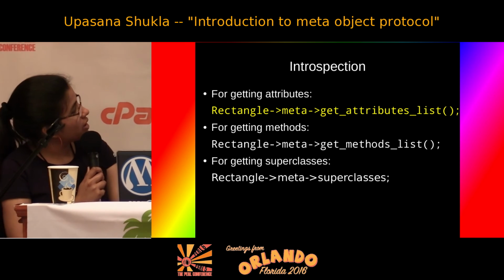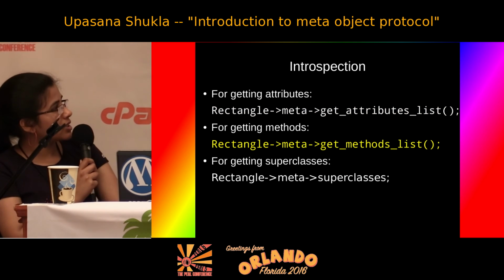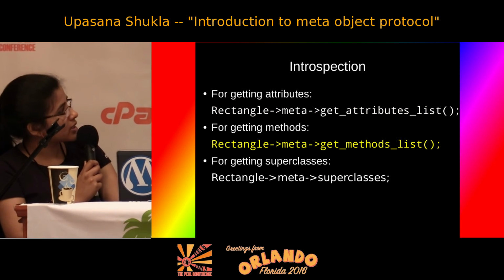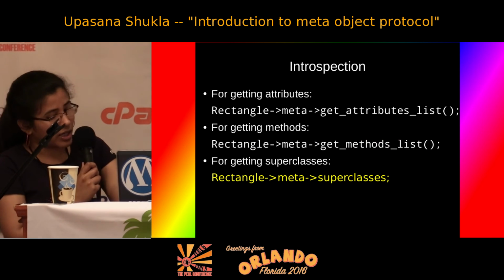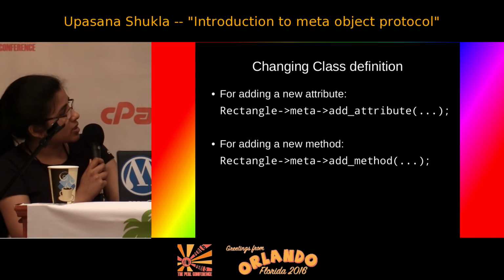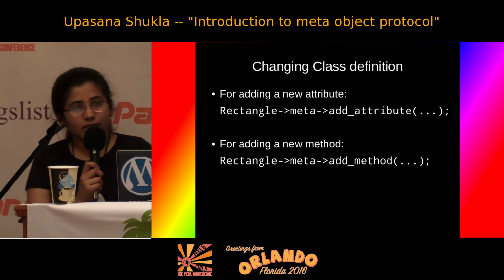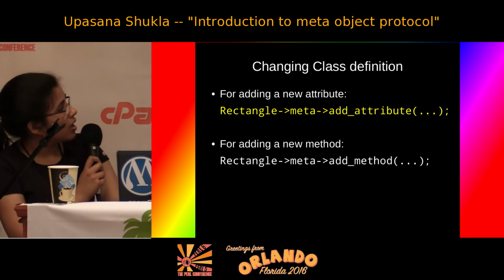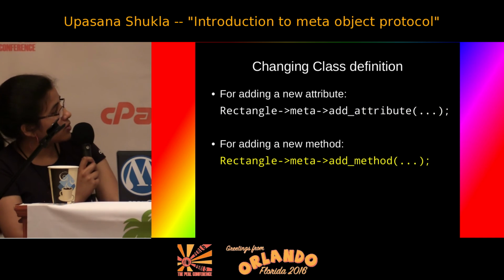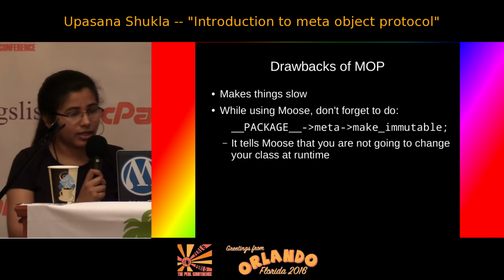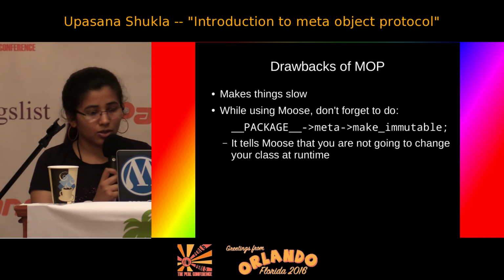So in Moose, you can use get_attribute_list if you want to get all the attributes of your class. For methods, you can use get_method_list. For superclasses, you can use superclasses. And for changing the definition of the class, if you want to add a new attribute, you can use add_attribute. If you want to add a new method, then you can use add_method.